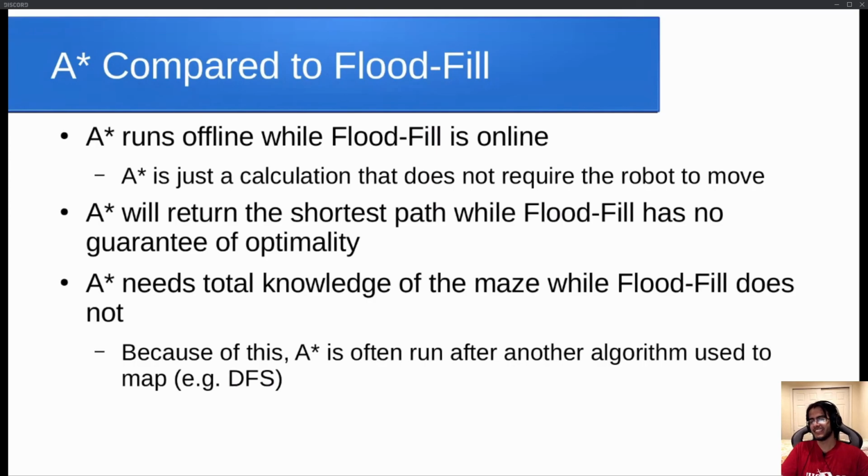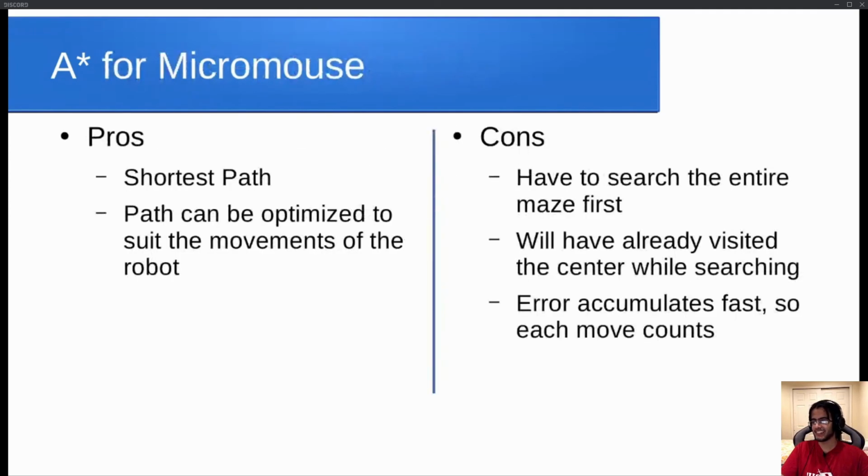Never mind. Okay. So, considering A-star in the context of Micromouse, you get a couple of pros and a couple of cons. Pros, I would say, would be you have a shortest path, so you're not going to be wasting any time running around any loops. You know directly where you're going, and you're going to be getting to the goal.